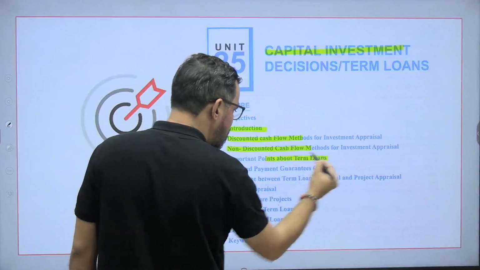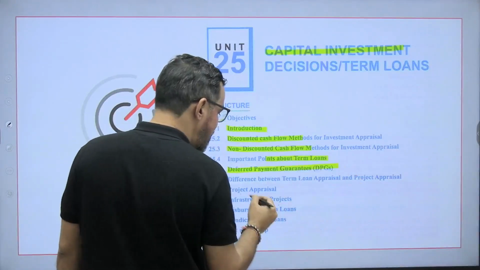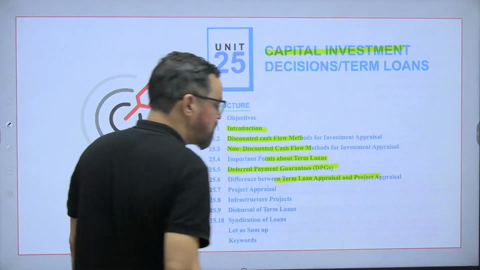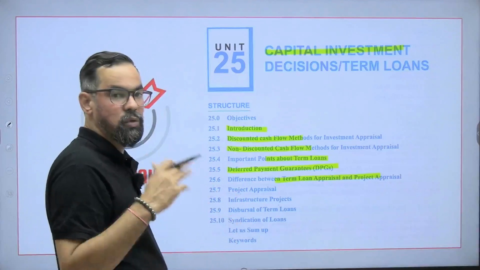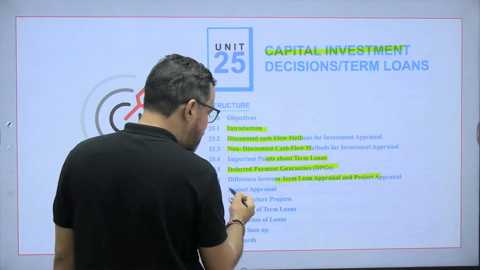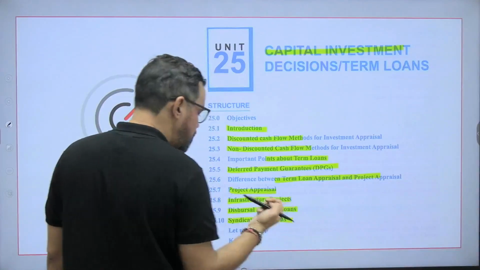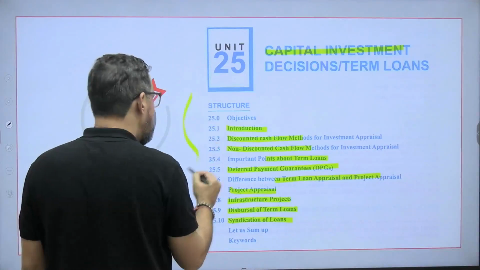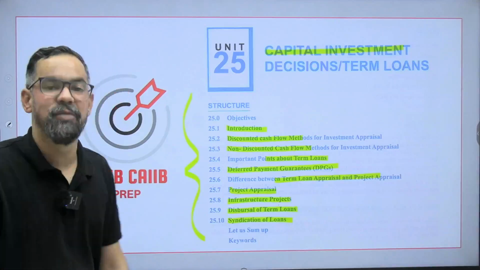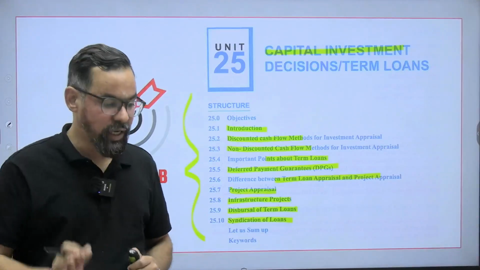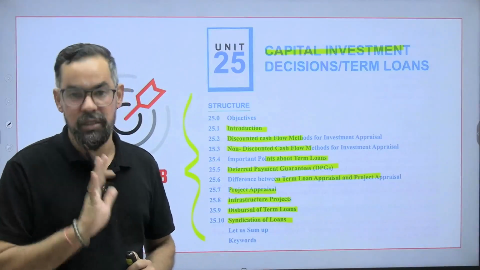Then we have term loan, deferred payment guarantee, differences between term loan appraisals and project appraisals. Then we have infrastructure project, disbursement of term loan and syndication of loan. So these are some subtopics. Again, you can expect 3 to 4 marks questions based on this particular unit.